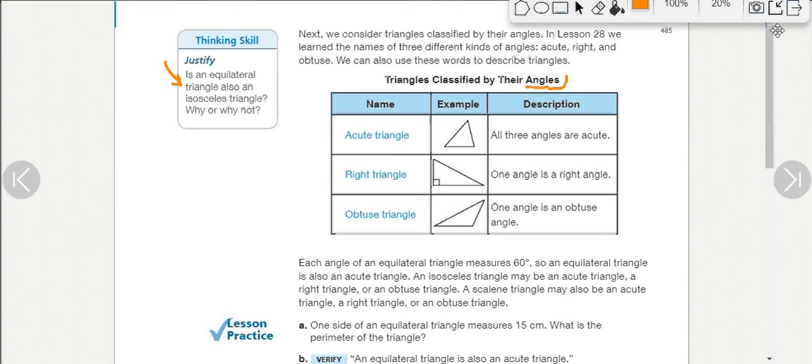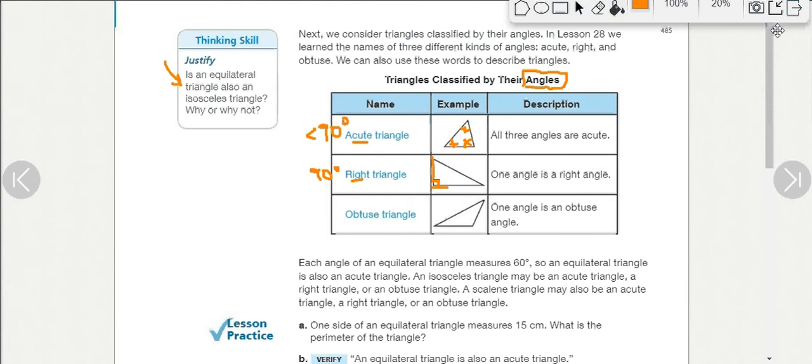And I promised we'd also classify by angles. Acute means less than 90 degrees. So the triangle has all three angles less than 90. That might be an equilateral. It might be a scalene. The point is the angles are less than 90. Right, or perpendicular, 90-degree triangle means you have one of these angles marked with a box showing it's perfectly perpendicular, base and height.